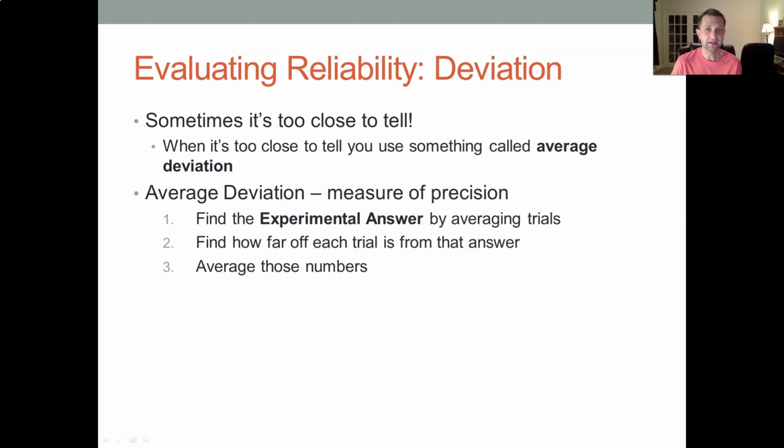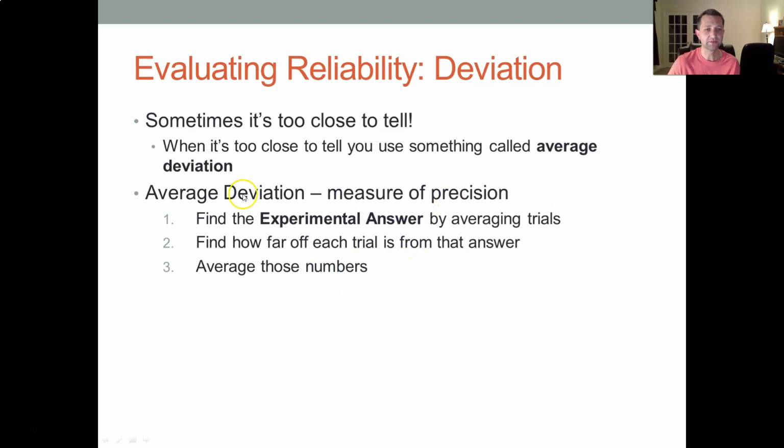Sometimes it's too close to tell, and you're looking at your data sets, and you can't really tell if all the numbers are relatively close together. If that happens, then you want to do something called average deviation. It's a calculation that you're going to perform. Average deviation is a measure of your precision. So we need to know that. If I ask you what you could do to actually measure the precision of your data, or the precision of an experiment, you would have to answer average deviation and know how to do that.